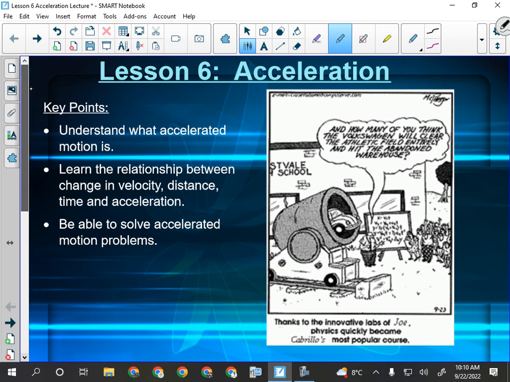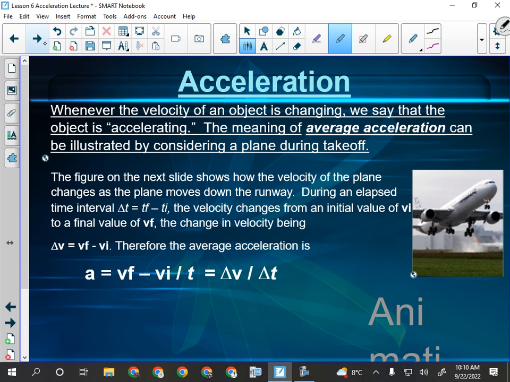And then obviously be able to solve accelerated motion problems. We're going to spend the bulk of today going through examples for each of the new formulas that we're going to learn. All right. So, as we said, the definition of acceleration is that whenever the velocity of an object is changing, we say the object is accelerating. The meaning of average acceleration can be illustrated by considering a plane during takeoff. Planes exhibit uniform acceleration better than cars.